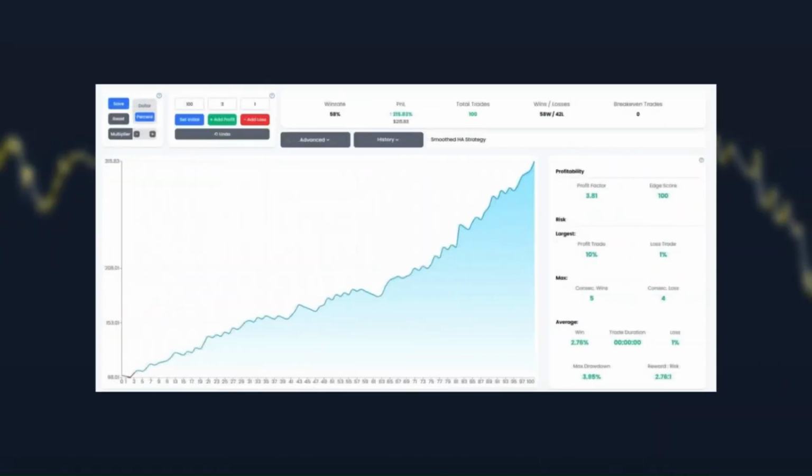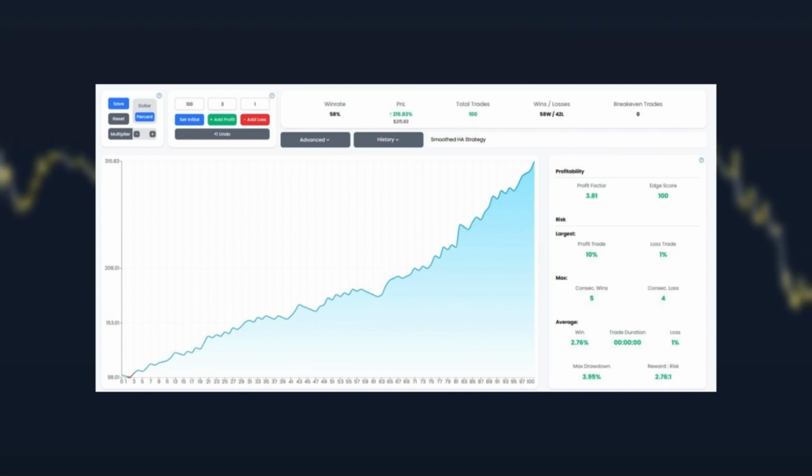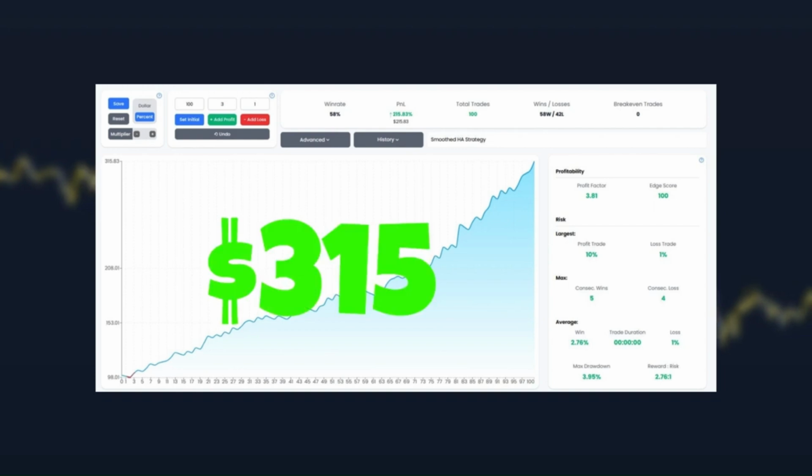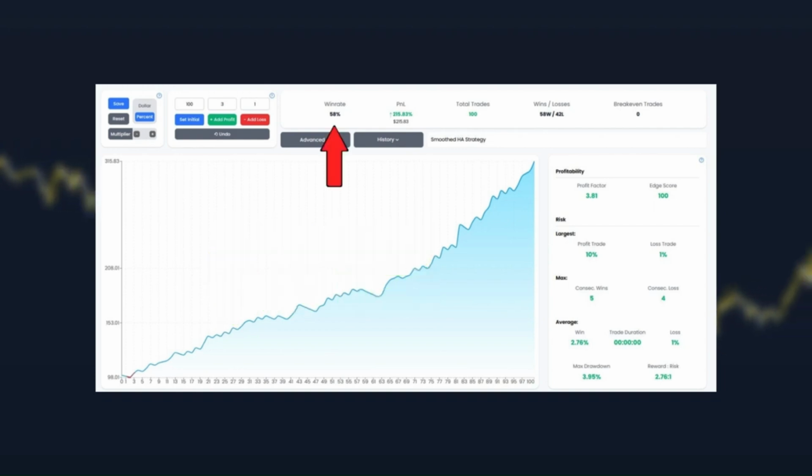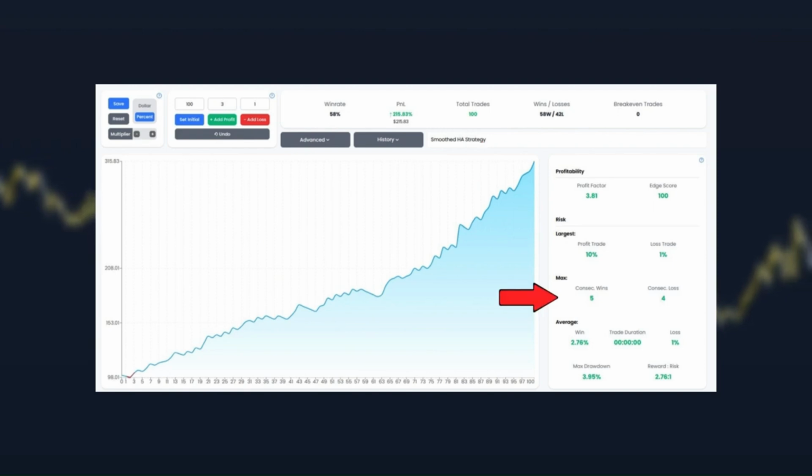And here are the results, and as you can see we had a huge 215% profit increase on the account. We started the account at a nice $100 and took it all the way up to $315 with a 58% win rate across 100 trades. The most consistent wins was 5 trades in a row, and the most consistent losses is 4, with 2 trades going negative at the beginning for a very small amount before the nice steady climb up.